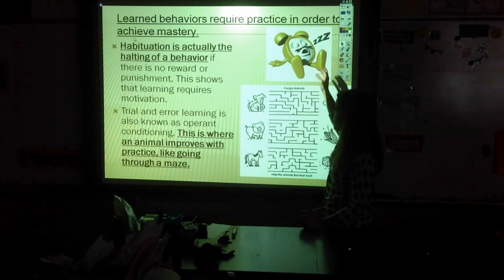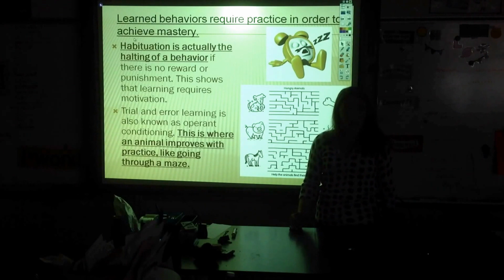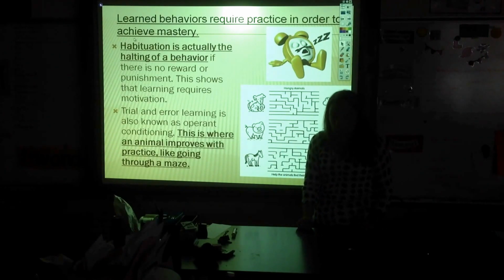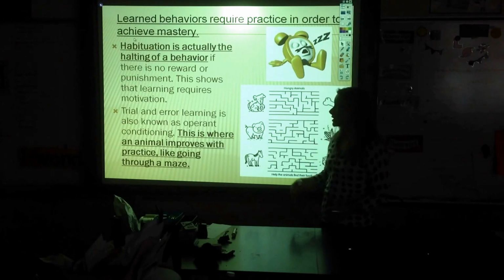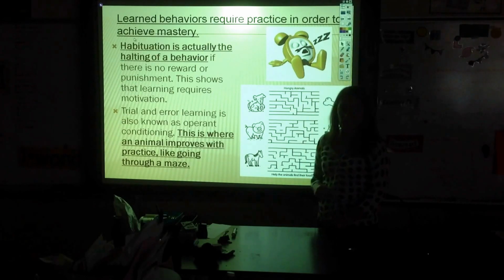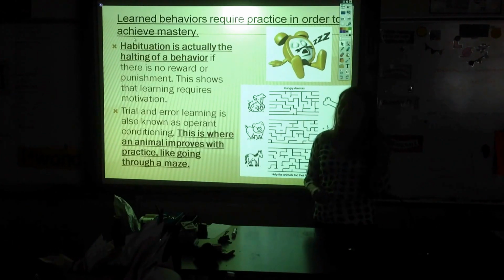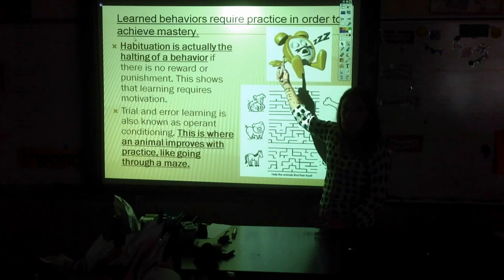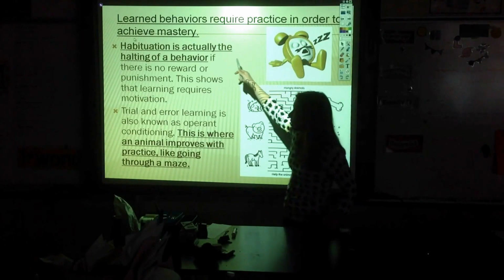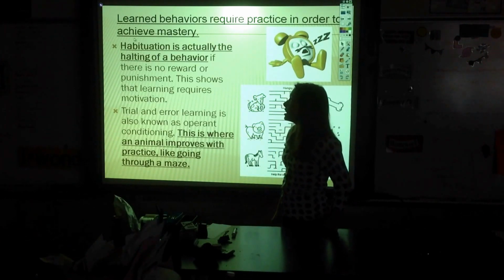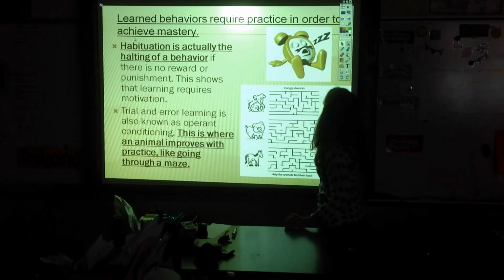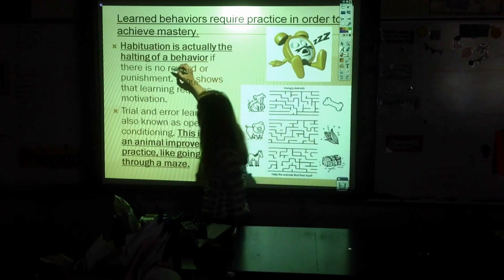Now, if we look at the alarm clock, an example of an innate behavior would be waking up at a loud noise. Nobody ever taught you to wake up if there's a loud noise. So waking up if there's a loud noise would be an innate behavior. However, sleeping through an alarm clock, that would be a learned behavior. And that's a type of learning that we call habituation. It's actually the halting of a behavior if there is no reward and no punishment.